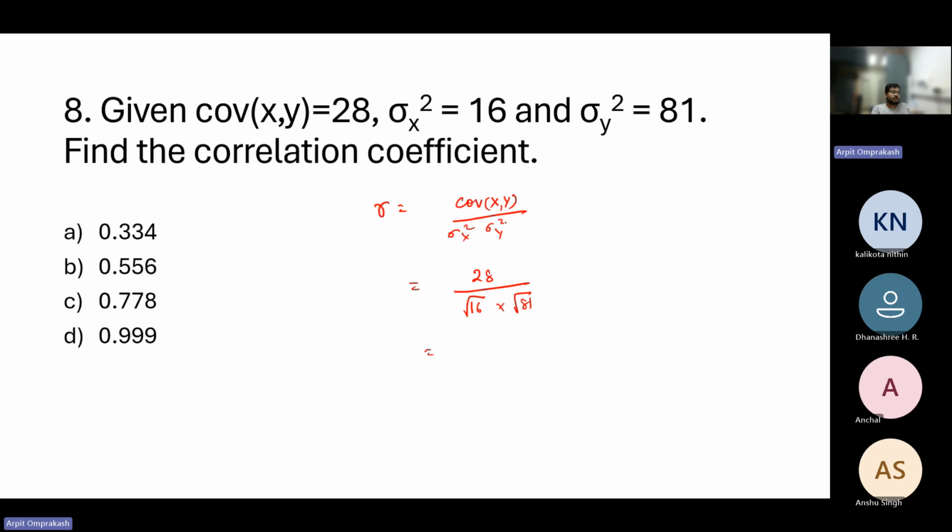So it's basically like this. So we have 28, which is, so you can just put this 7, 9, excellent. So answer will be option B, 0.778.